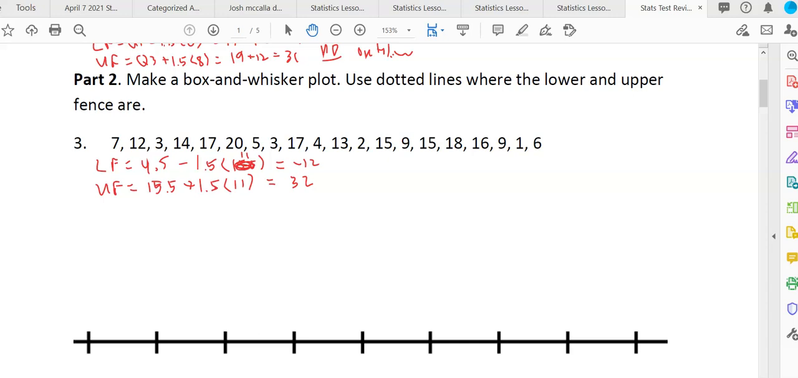So let's just do 40, 30, 20, 10, 0, negative 10, negative 20. Okay, so the upper fence is at 32. The lower fence is at negative 12.